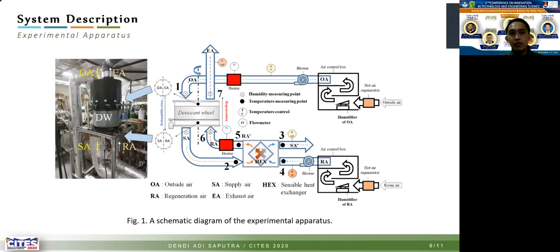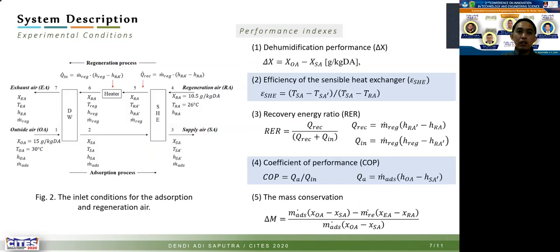We use an experimental apparatus consisting of a desiccant wheel, heater, blower, humidifier, and an air control box. For the experimental condition, we set the outside air at 15 grams per kilogram of air, and the regeneration air at 10.5 grams per kilogram of air. For performance, we use four performance indices, and we use the mass conservation equation to validate our experiment.